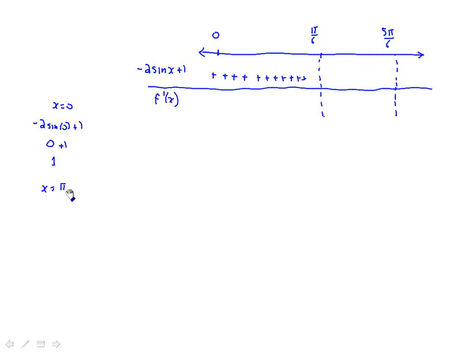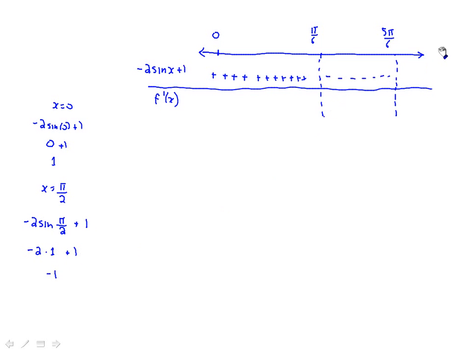Nobody can question me on that one because that's between those two and it is within the domain. What I'm trying to do is pick quadrantals, so easy ones to deal with. And I get negative 2, the sine of pi over 2 is 1. So this is negative 2 plus 1, which is negative 1. So we're negative in this interval.